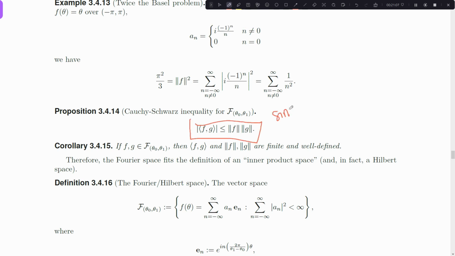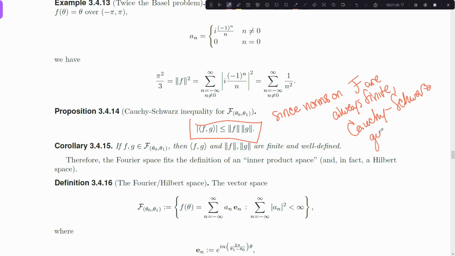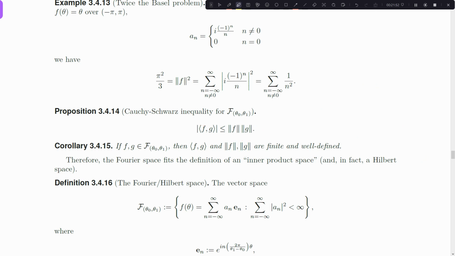So since norms on my Fourier space are always finite, Cauchy-Schwarz guarantees my inner products are as well. And that's the number one reason why we want to keep Cauchy-Schwarz in mind. It can guarantee you that inner products exist in the Fourier space.